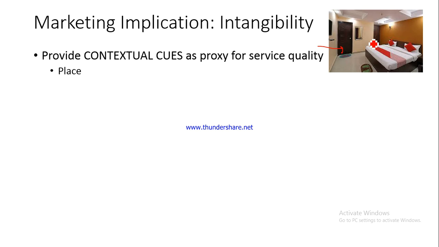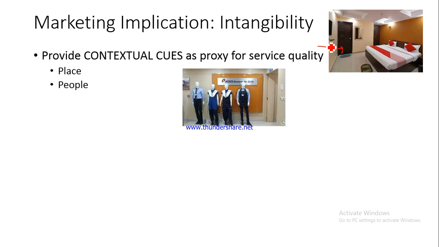Now in the form of a place you have given cues, you have shown your customer that this would be the room that would be given to you. Now you can understand that since the room is this clean, the hotel service would also be of good quality, right? Then your people can also be your contextual cues.